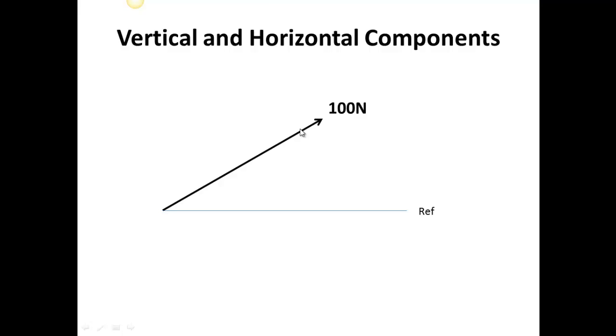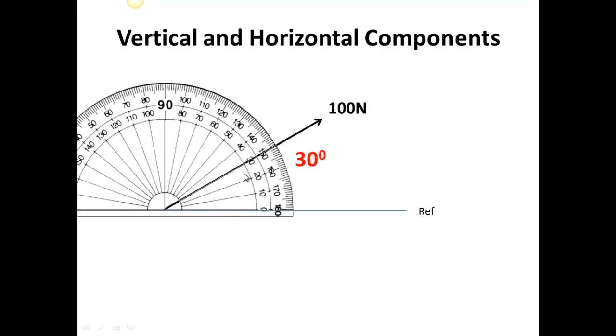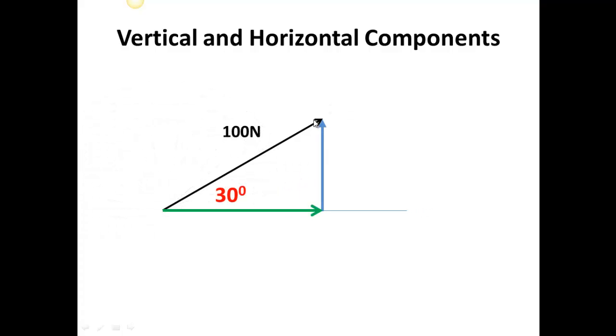This is another force, 100 newtons, but it's not acting in line here or here. It's acting at an angle to this reference line. And we can put a protractor on there, and we can see that it's 30 degrees. So we've got 100 newtons acting at 30 degrees. Now any vector that's acting at an angle has got a vertical component and a horizontal component, and we want to find both of these components.